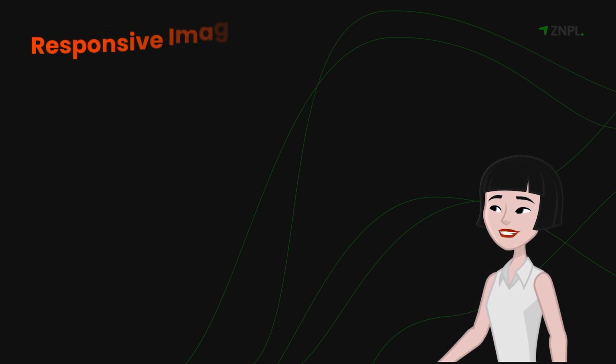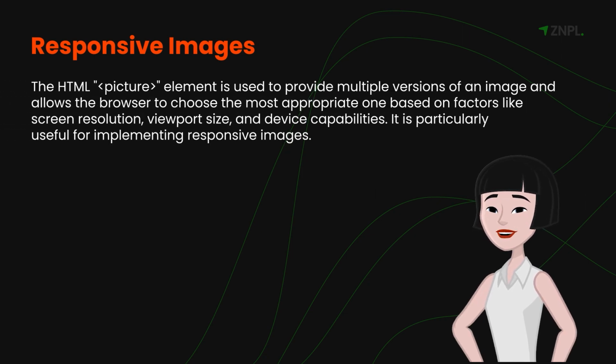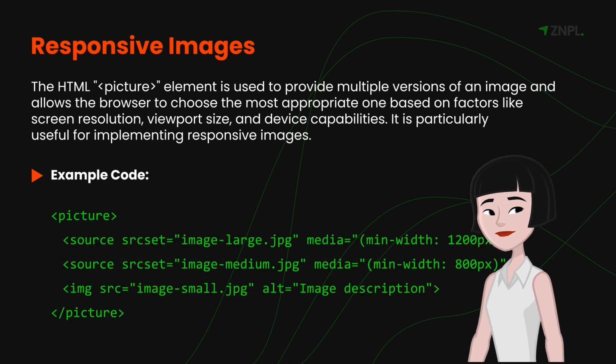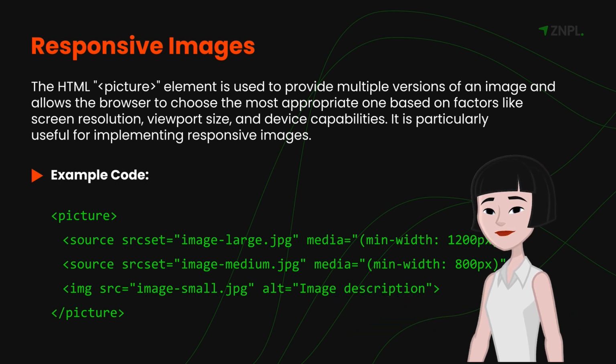Responsive images using the HTML picture element. The HTML picture element is used to provide multiple versions of an image and allows the browser to choose the most appropriate one based on factors like screen resolution, viewport size, and device capabilities. It is particularly useful for implementing responsive images. Here's an example of how the picture element is structured.